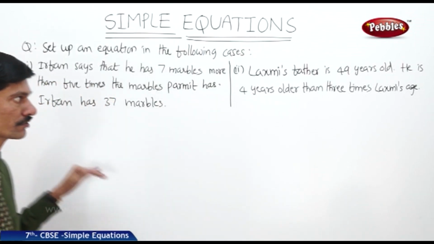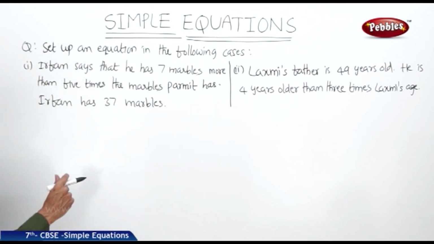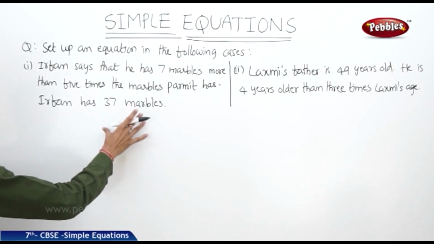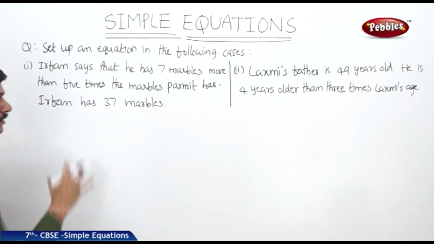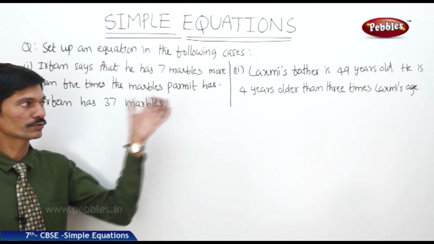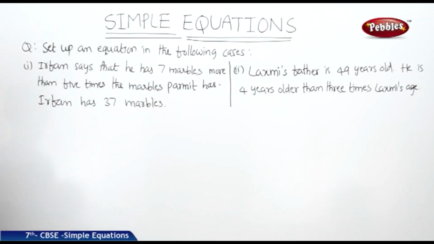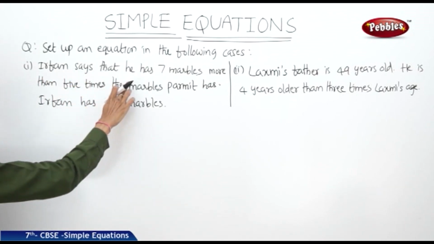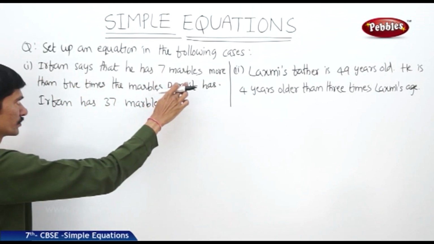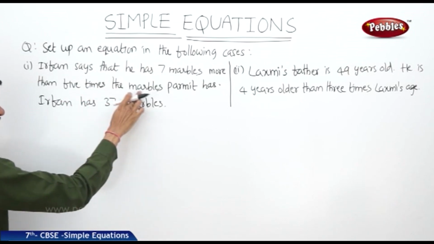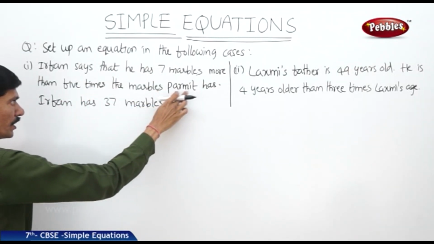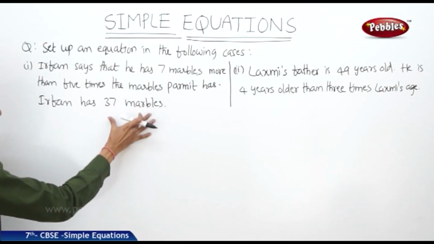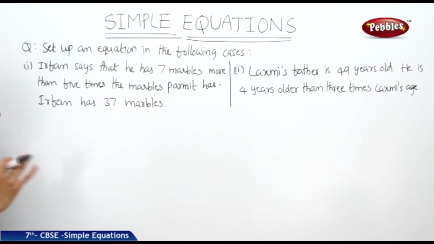Now let us solve the next question. Set up an equation in the following cases. Now two cases are given, so two statements are given. By reading the two statements, we should set up an equation. So the first statement is, Irfan says that he has 7 marbles more than 5 times the marbles Parmit has. Then Irfan has 37 marbles.